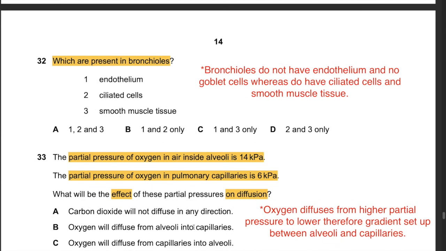Question 32. Which are present in bronchioles? 1. Endothelium, 2. Ciliated cells, 3. Smooth muscle tissue. Bronchioles do not have endothelium and no goblet cells, whereas they do have ciliated cells and smooth muscle tissue. Therefore, the answer is D, 2 and 3 only.